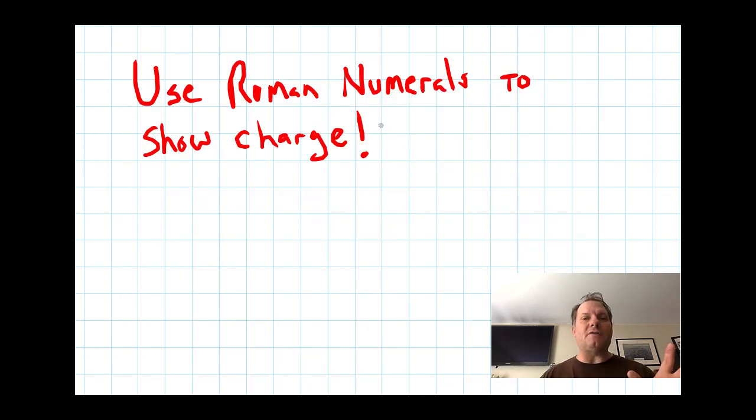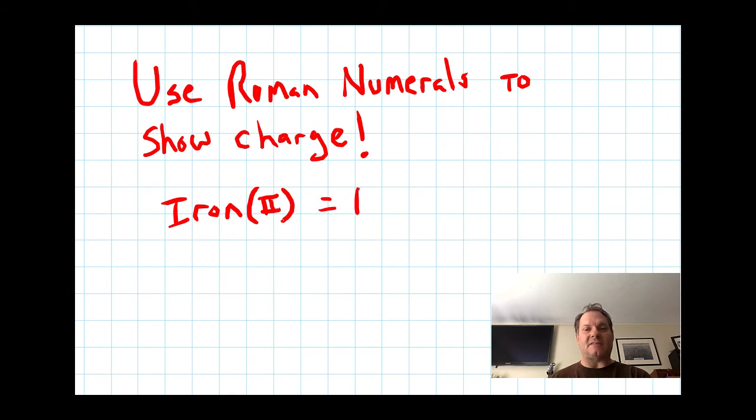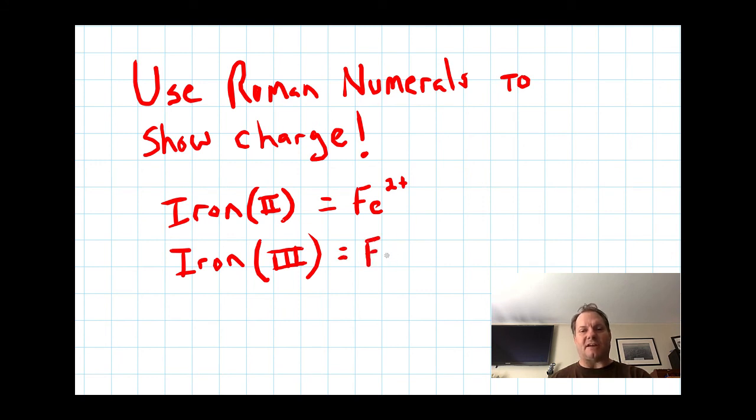So for all those elements that aren't inside the boxes we put on earlier, we have to use Roman numerals to show the charge. So I can talk about iron 2. Well, what I'm telling you is iron has a +2 charge here. I could also talk about iron 3. Well, iron 3 is simply iron acting with a 3+ charge.